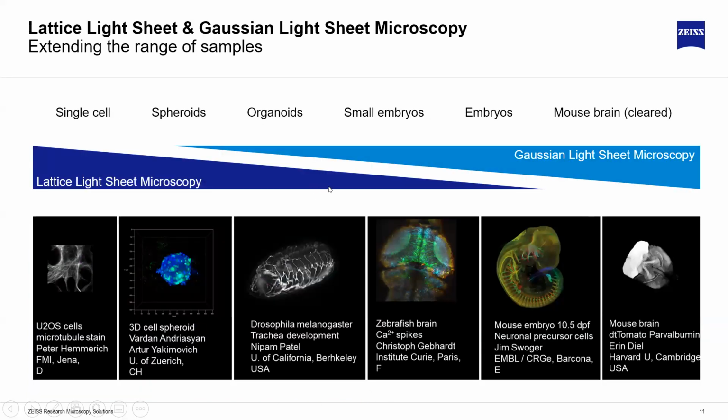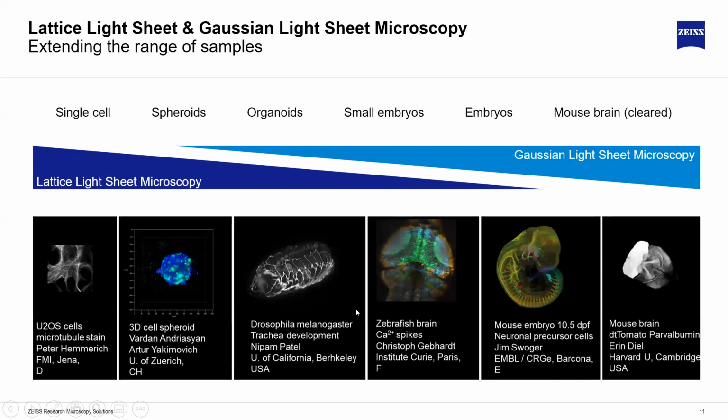So let's take a step back for a minute. And I do want to mention that there are some really key areas that actually do overlap between applications that are a good fit for the lattice light sheet microscope and those samples that are better suited to the larger Gaussian light sheet technology. If you're imaging things on the left side of the spectrum, things like cell monolayers, tissue culture, cellular interactions, these sorts of small scale experiments actually really fit perfectly on the Zeiss lattice light sheet.